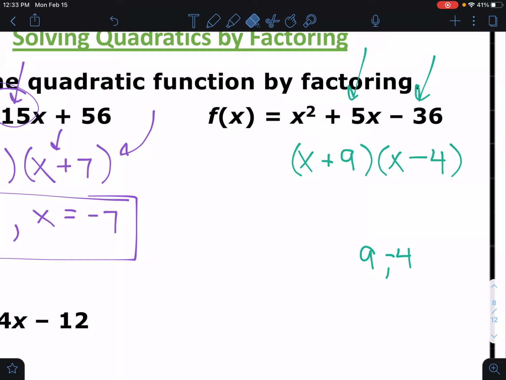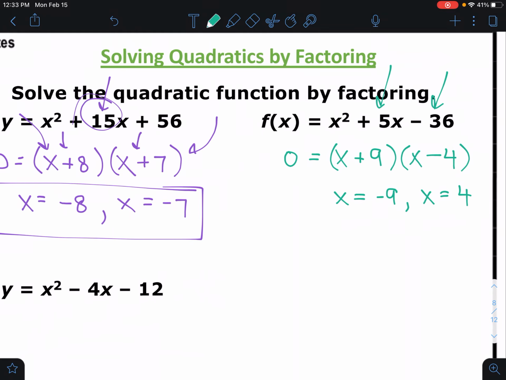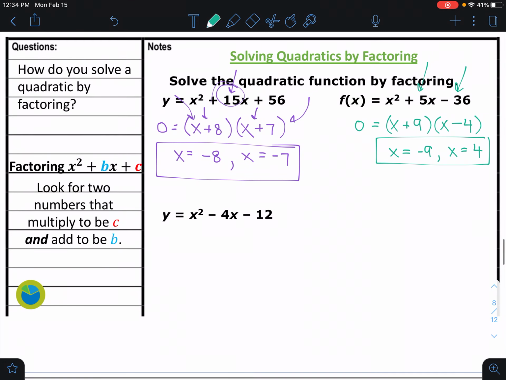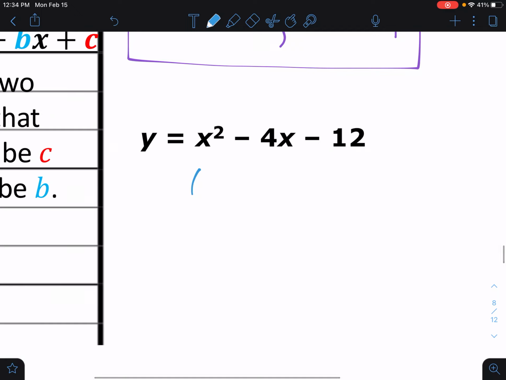So now I've got that: positive 9, negative 4. I'm going to set it equal to 0 now and say, all right, my two roots, or solutions, would be negative 9 and positive 4. Okay, so these are my answers now. All right. So once again, that's how you solve by factoring if it's in x squared plus bx plus c form. Okay, one more.